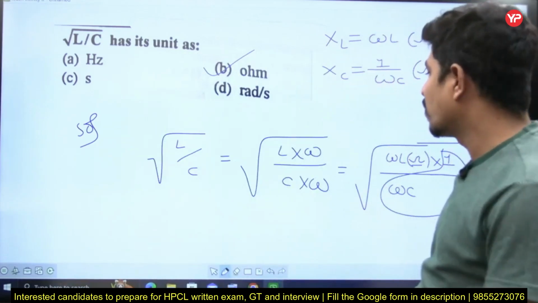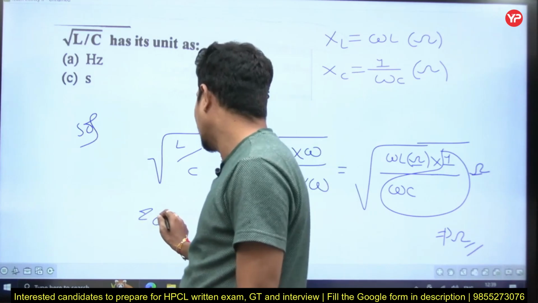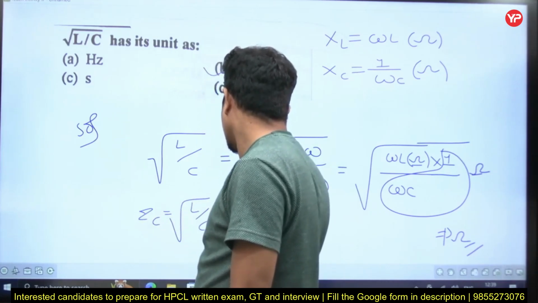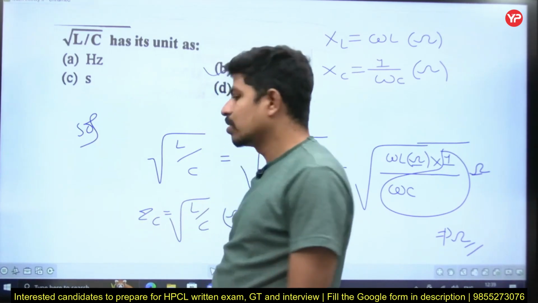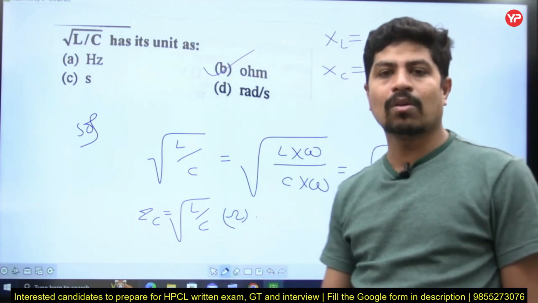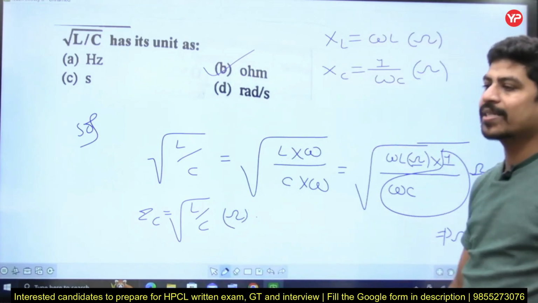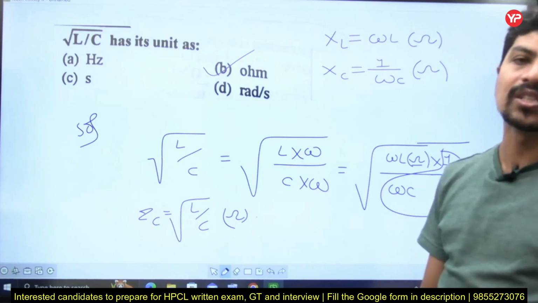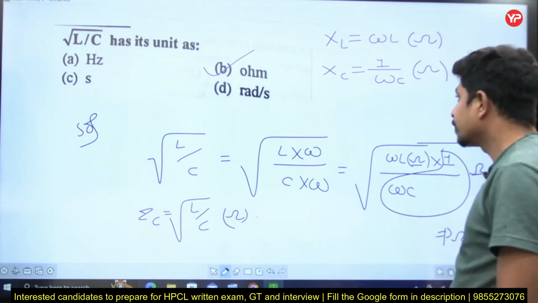Or if you remember a formula like ZC is equal to root of L by C, electrical guys, under root of L by C, the unit is ohms. That is the characteristic impedance. Electrical guys know what ZC is. It is the characteristic impedance, right?